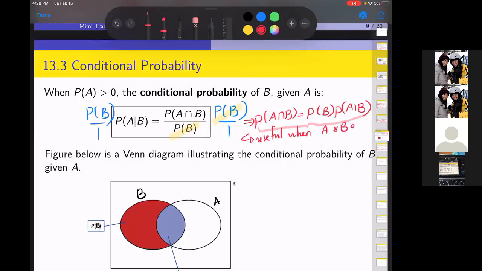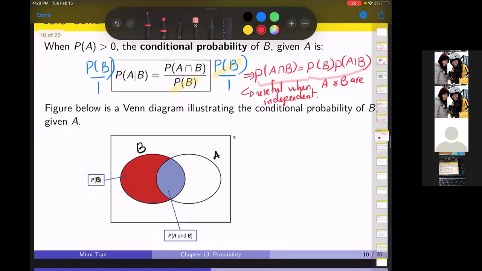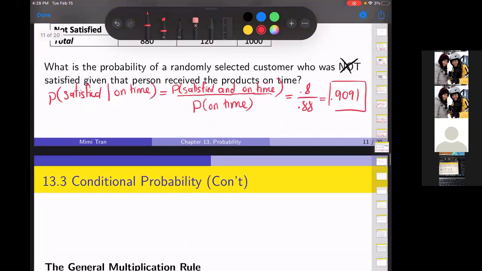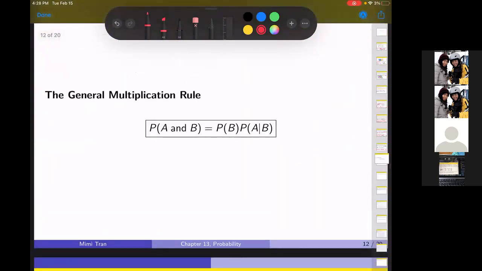A and B are not independent. So if I asked you to find P of A and B, and they're not independent, you'd be kind of stuck. So you can do this: if you have the P of A given B. All right, so which is this line right here? Same thing. This line is called the general multiplication rule. Let me prove it to you.